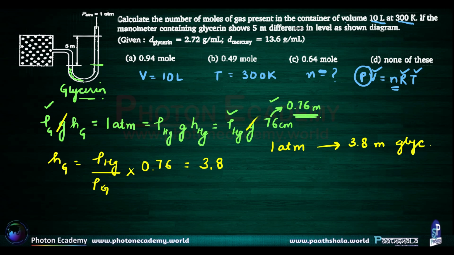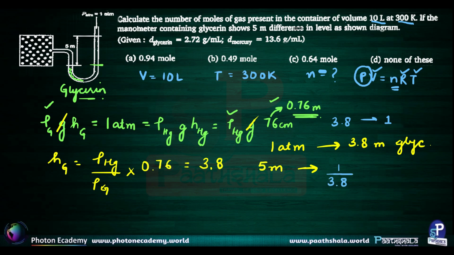So now we have 5 meters of the glycerin column. What would this correspond to? Applying the simple unitary method, we can say that 3.8 meters corresponded to 1 atm. So 5 meters would correspond to 1 divided by 3.8 times 5, which comes out to be 1.315 atm. Okay. So basically, if you look at this figure, 1 atm was the atmospheric pressure acting, and this 5 meters corresponds to 1.315 atm according to our calculations.